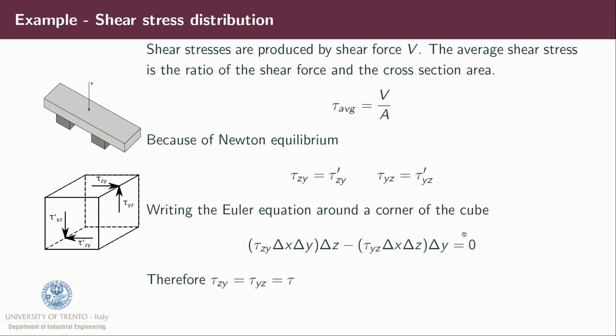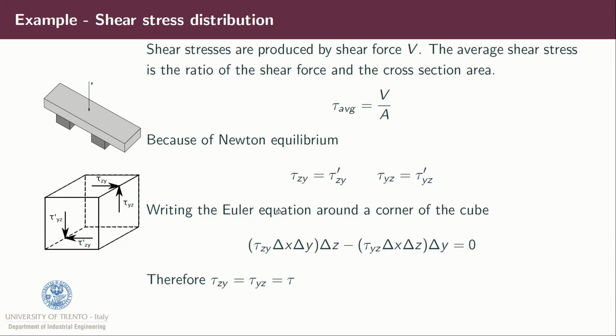We also have an example for shear stresses. So shear stresses are produced by shear force V, and we can introduce the concept of average shear stress as tau average equal to V over A. And if we isolate an infinitesimal cube, we have tau zy and tau yz and tau yz prime and tau zy prime. And because of the equilibrium of the translation, we have that tau zy is equal to tau zy prime and tau yz is equal to tau yz prime.